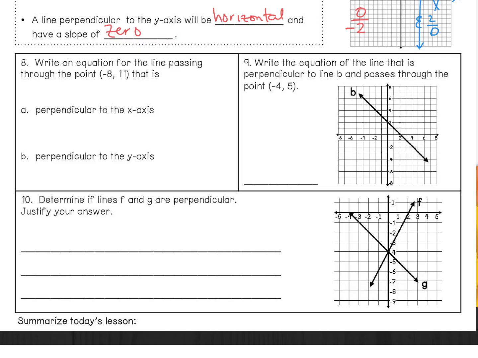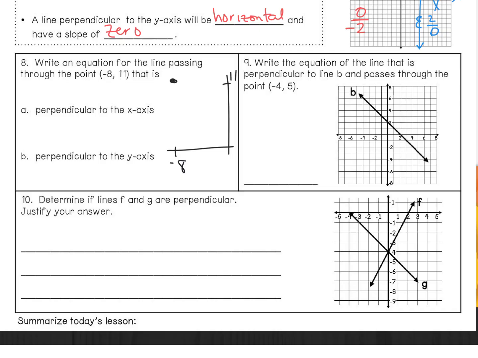Write an equation for a line passing through (-8, 11). Guys, I would sketch this. (-8, 11) is going to be in quadrant 2. I'm sorry, not quadrant 2. We're going to go left and then up. Sorry, quadrant 2. So we're just going to guesstimate this. If I'm at -8 and 11, we're about here.